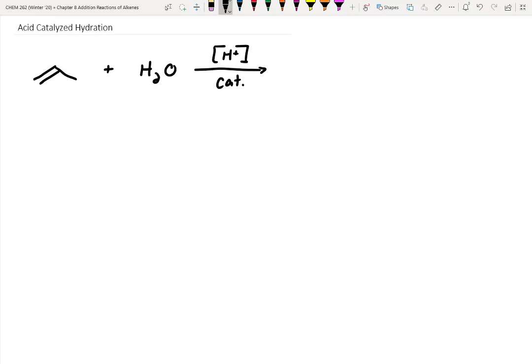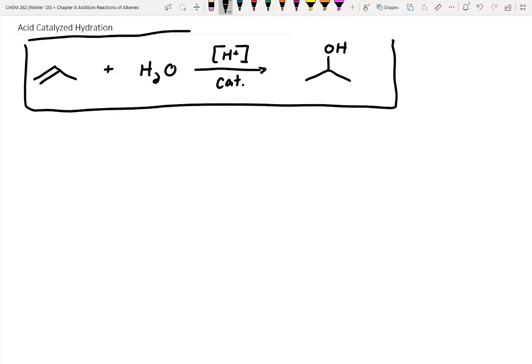What does it mean when I say catalytic? It gets regenerated throughout the reaction. Do you need a lot of it? No, a pin drop could potentially get this to initiate and then proceed. All right, so when we mix these two together with catalytic acid, we end up getting an alcohol out. So now what we need to do is propose a mechanism that explains the formation of this alcohol.